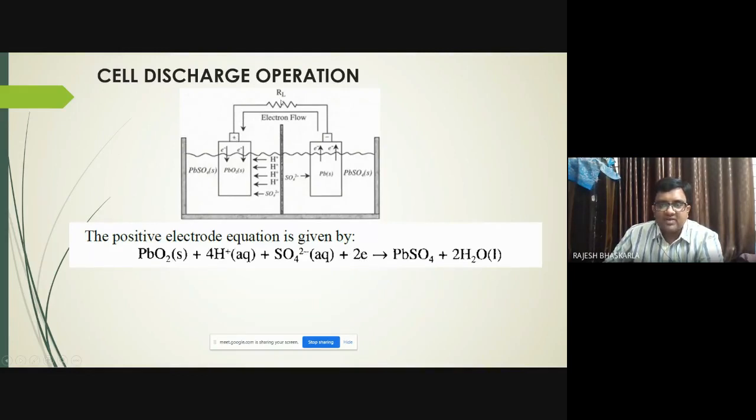So these electrons are coming. That means you can understand that during discharge, the positive electrode collects the electrons. It reacts with hydrogen ions and sulfate ions, and then it forms PbSO4 and 2H2O. So here you have to understand that PbO2 is changing into PbSO4. This process is called reduction.